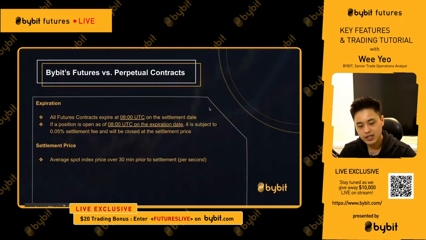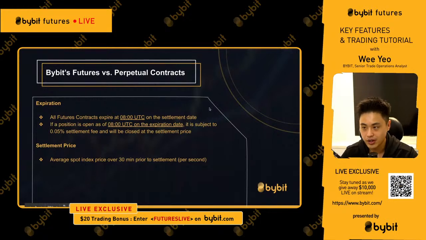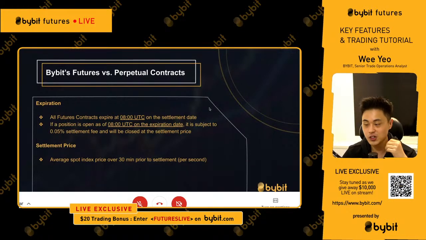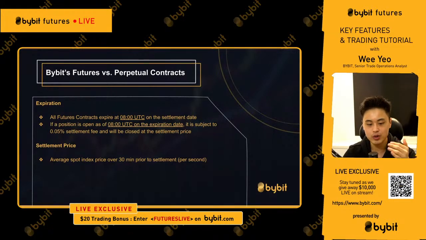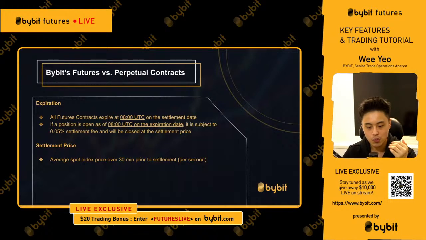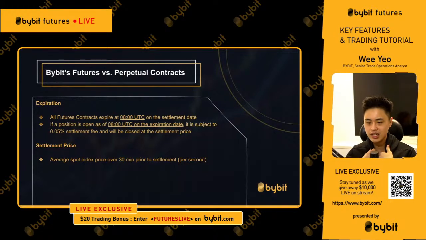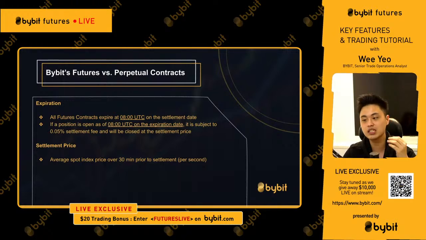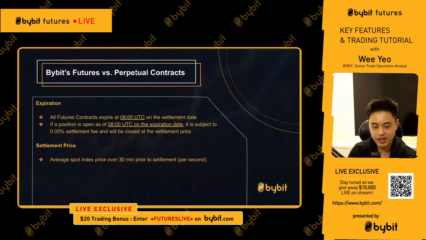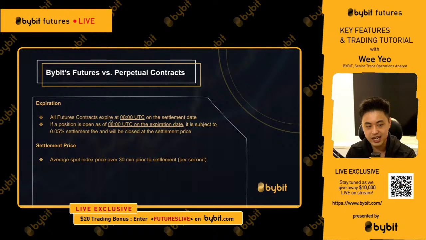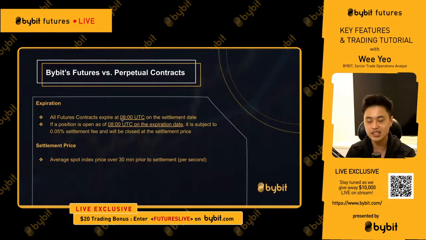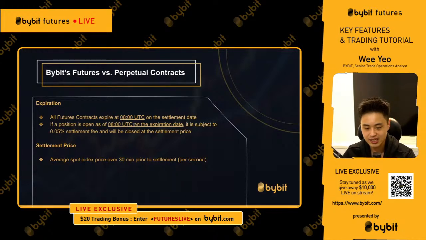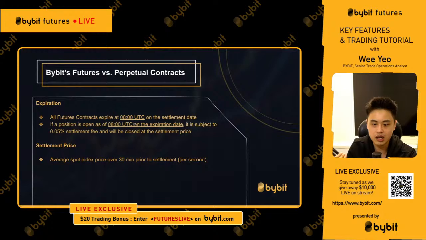The very first topic we'll be talking about is the futures contract between the expiry. As I mentioned earlier, the predetermined settlement date refers to the expiry date. All futures contracts will expire at 0800 on the settlement date. In this context, we are referring to the next trading pair.